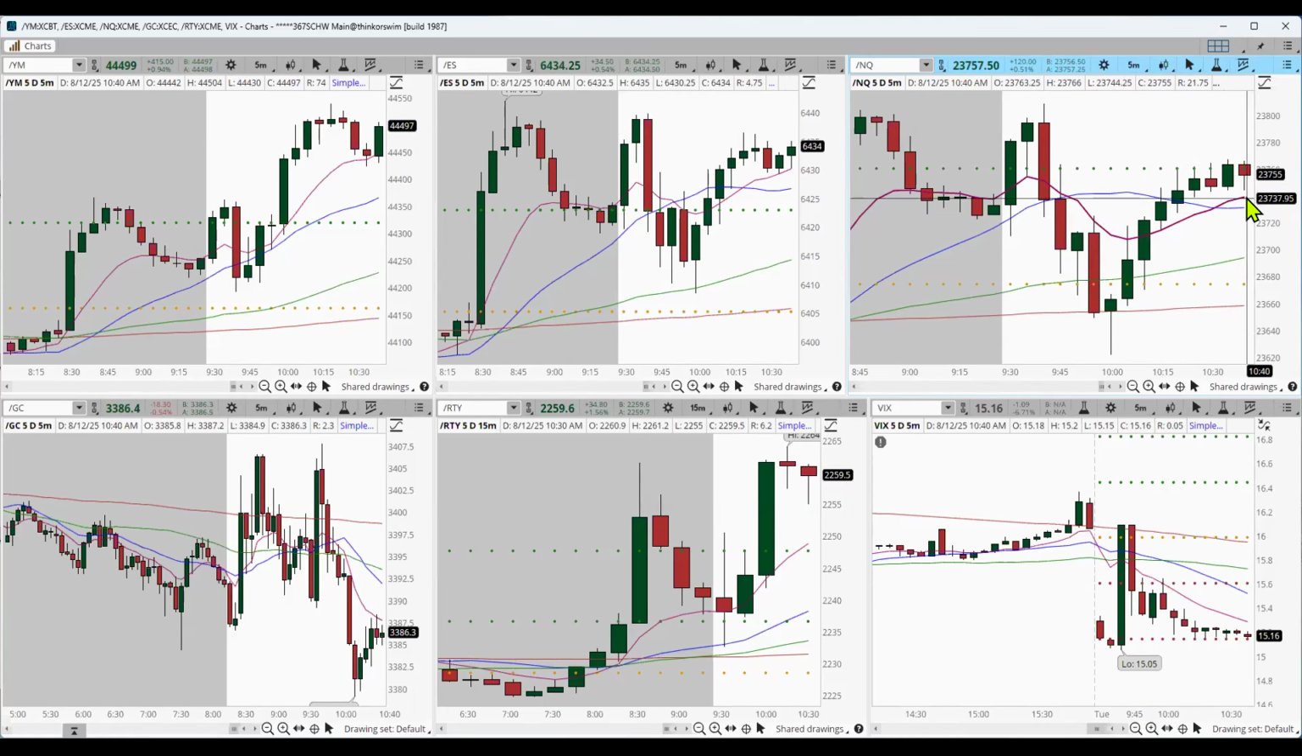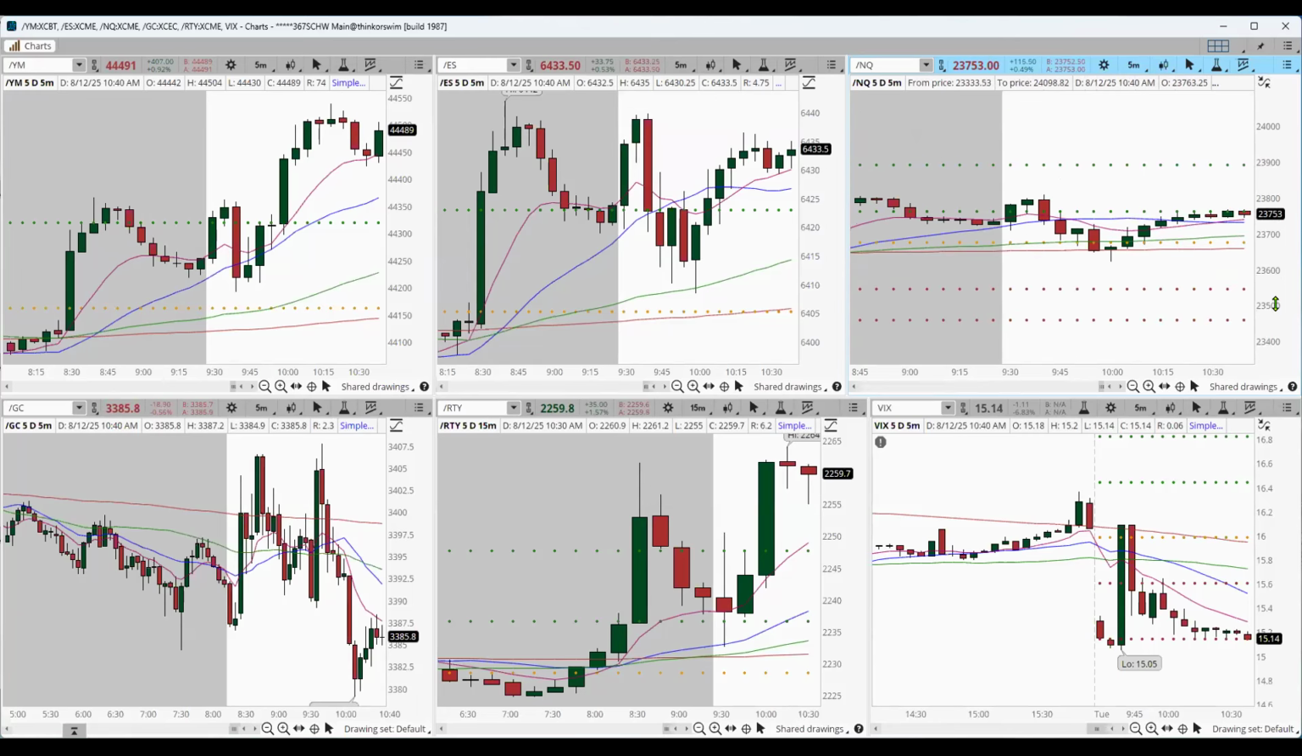Again, if you don't want to use the 10 EMA, you can use the 8 simple moving average, or even put both on your platform, and you're barely going to see a difference. But these are the moving averages that I use, and then I use the pivot points.